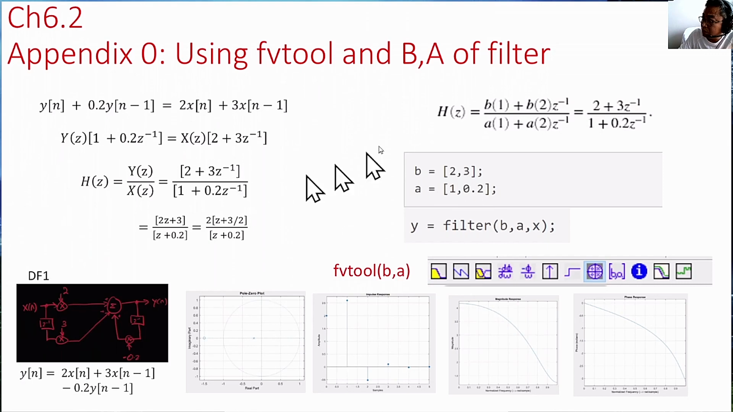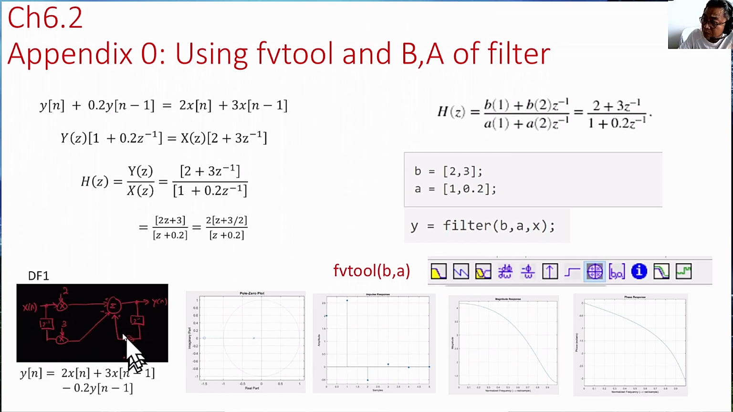And why is this so? Please look at this expression of what MATLAB is expecting of H(z), which is the negative powers of z arranging from z to the power 0, z to the power minus 1, and so on, for both numerator and denominator. We can then use filter BA or FV2 BA to get our FV2 and analyze our filter.